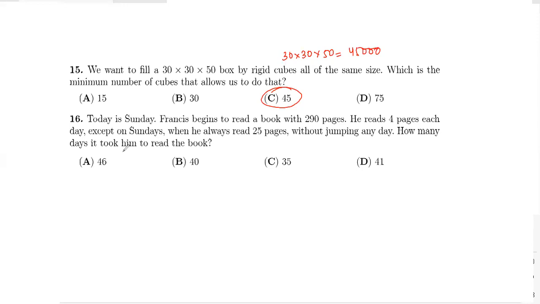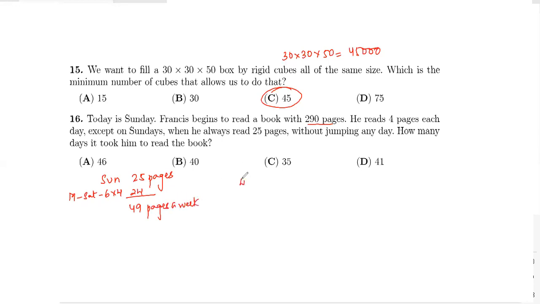Let's read question 16. Today is Sunday. Francis begins to read a book with 290 pages. He reads 4 pages each day except on Sundays when he reads 25 pages, without skipping any day. How many days did it take him to read the book? So basically on Sunday he reads 25 pages, and for the remaining days, which is Monday to Saturday, which are 6 days, he reads 4 pages each. So he reads 24 pages, which is 49 pages a week.